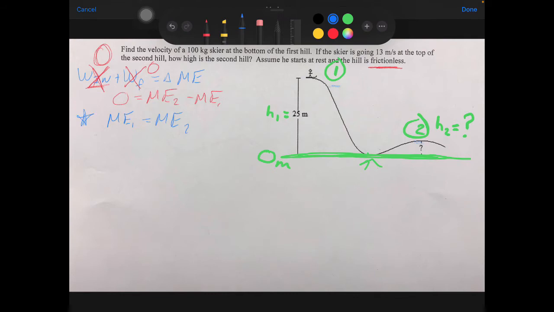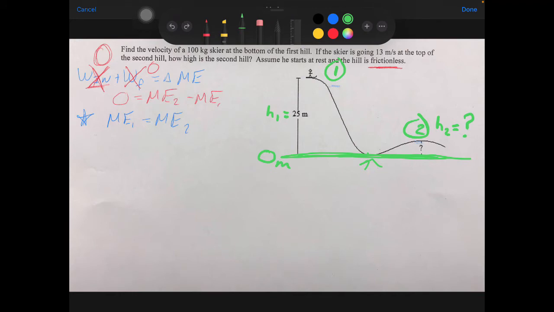This is a special type of two-location problem called conservation of mechanical energy, because my mechanical work in is 0 and my work done by friction is also 0. It's a special type of two-location problem. So, because it's a two-location problem, we can say, hey, mechanical energy is conserved.